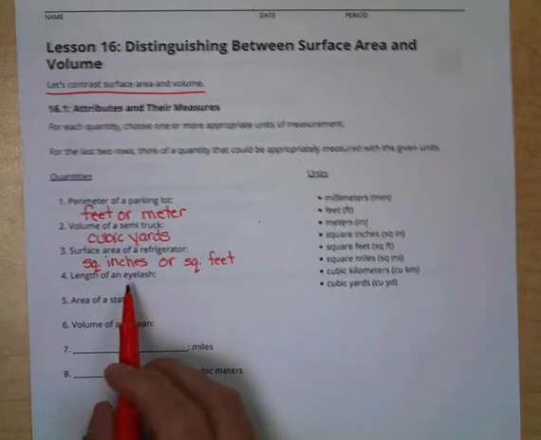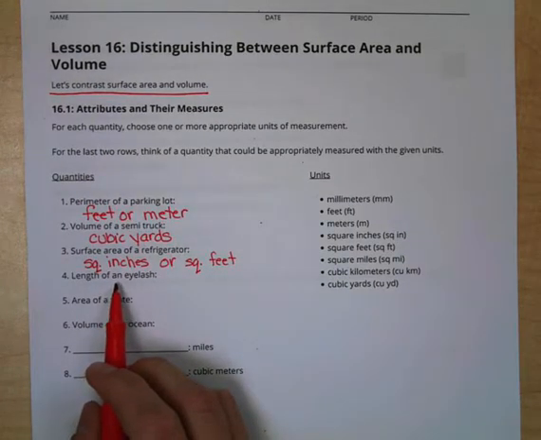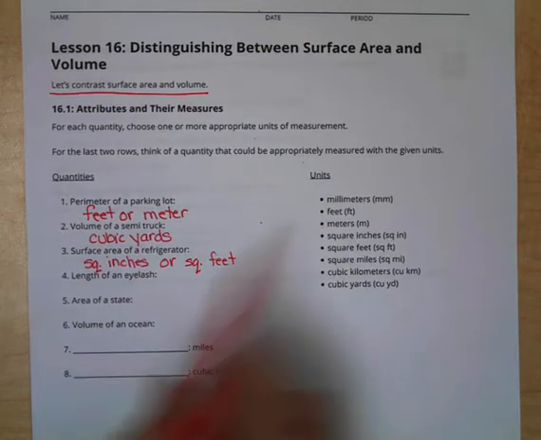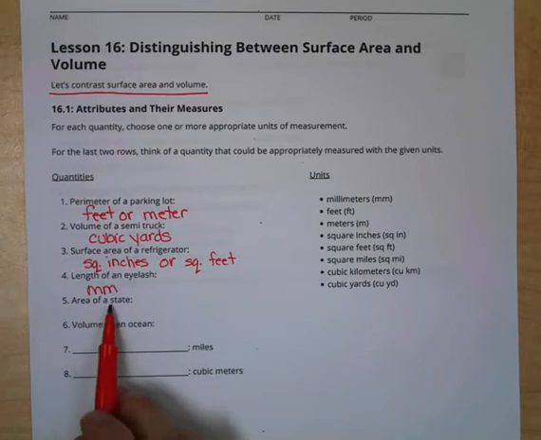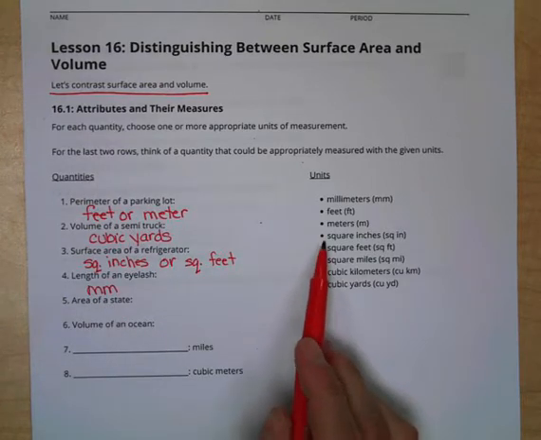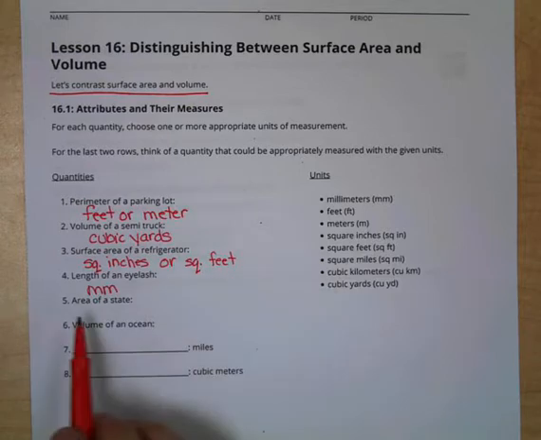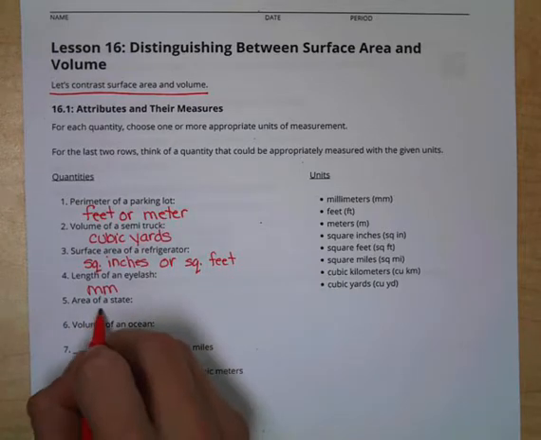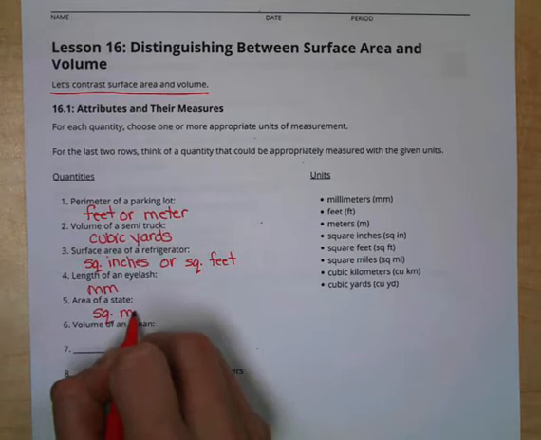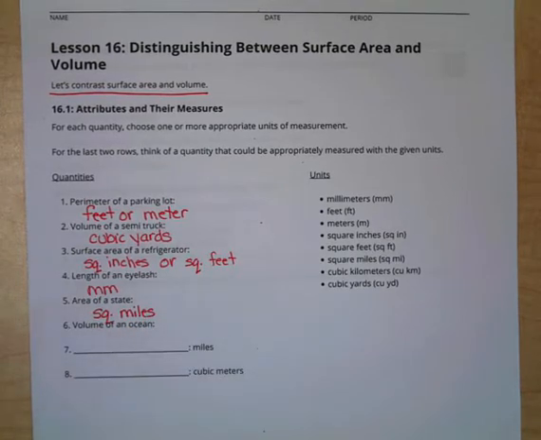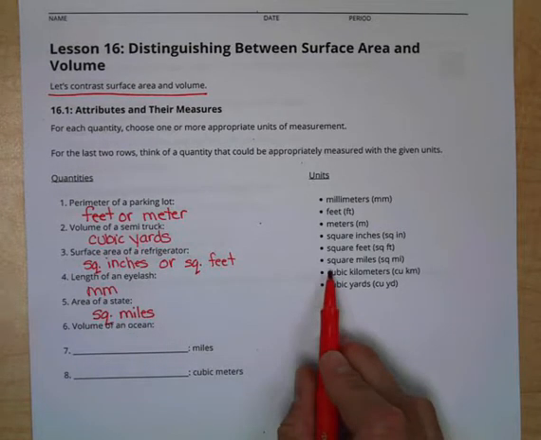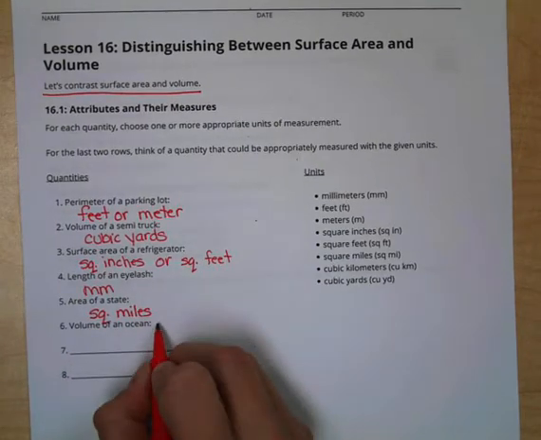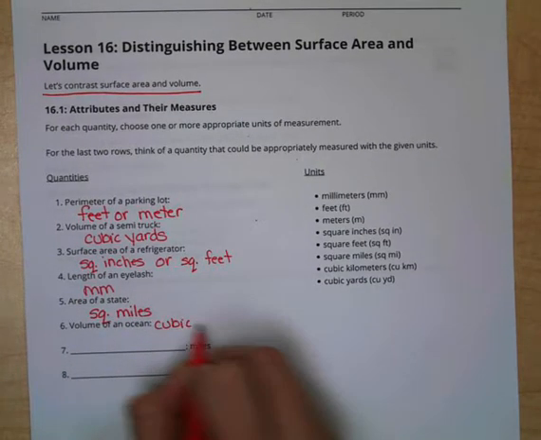Okay, if you wanted to measure the length of your eyelash, okay, your eyelash is pretty small, so millimeters would be a great option. To find the area of the state, okay, back here we're to the square measurements because we're talking about area, and square miles would be the most logical. Okay, a state is very big, so we need a big measurement tool. The volume of an ocean. Okay, volume involves three things, so we're talking about cubic. Okay, and we could do either or. We could do cubic yards or cubic kilometers.